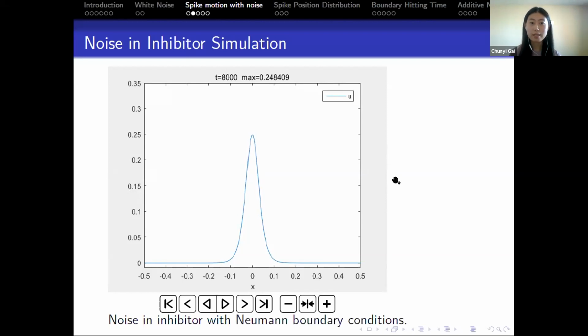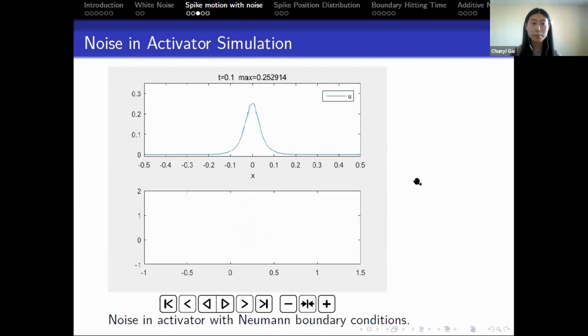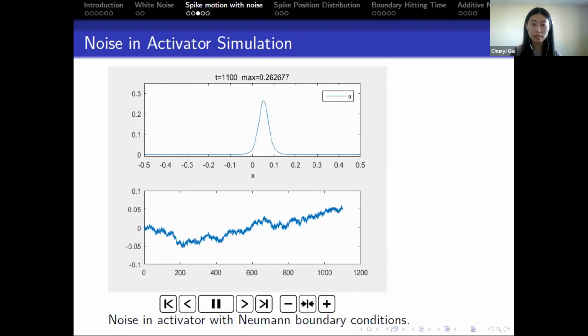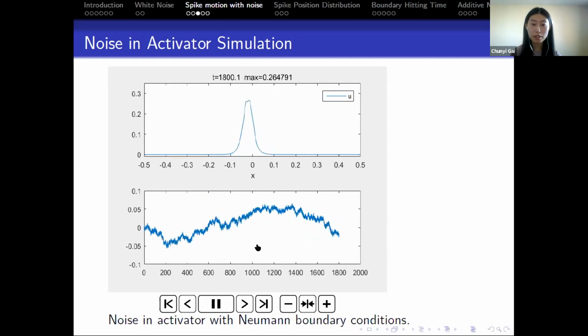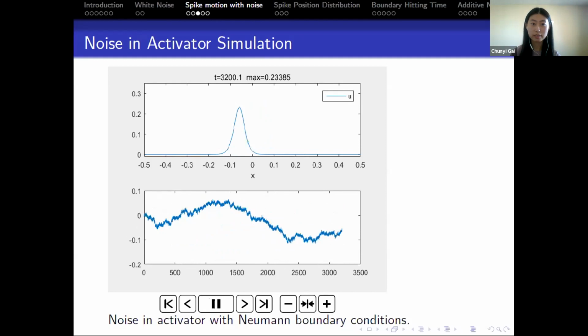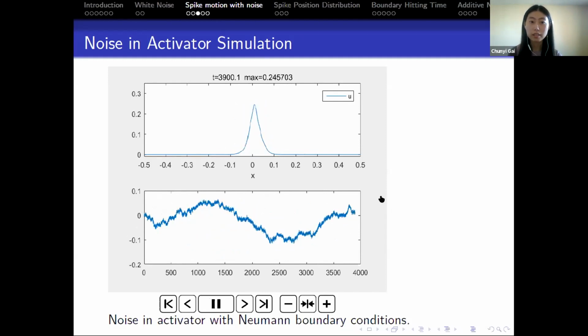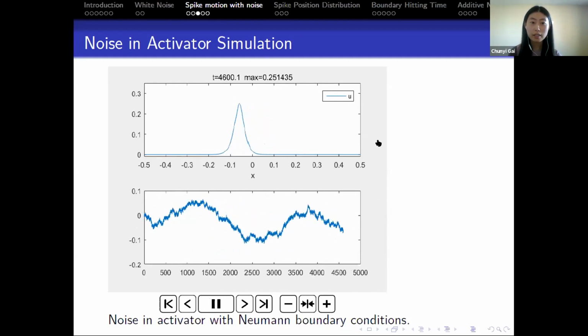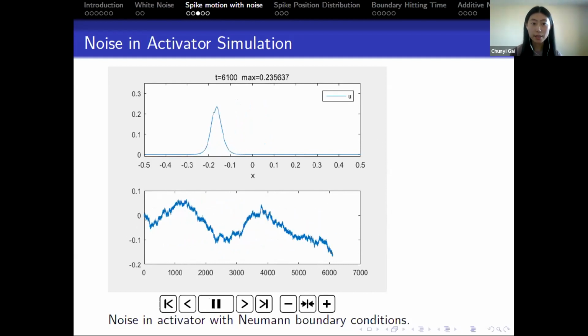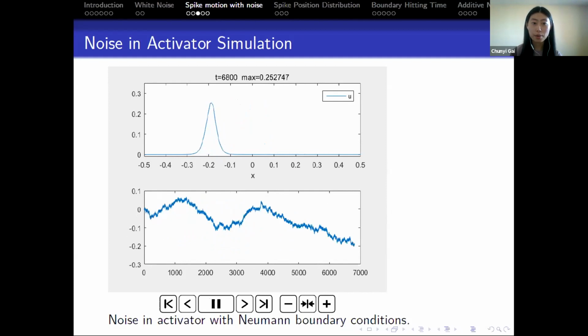Okay, so we then consider the other case where we put the noise term in the other equation, the equation for activator. So here is the simulation for this case. And in this picture, we record the location of the spec. In this case, as we can see, not only the height is oscillating, but also the motion of the spec is affected by the noise term, which is a more interesting problem to study.